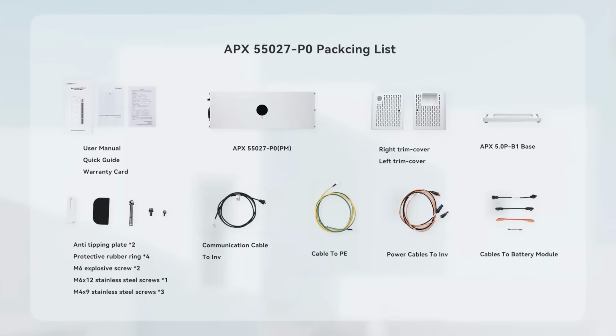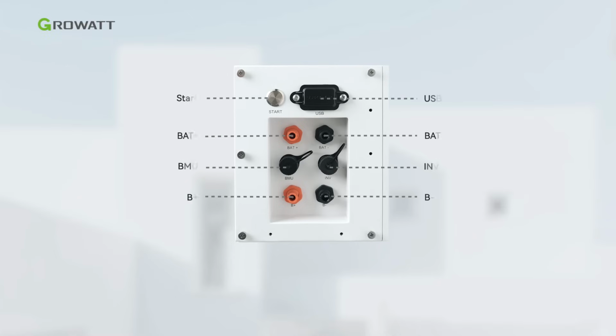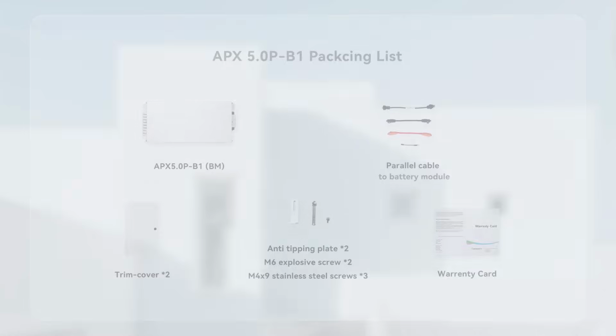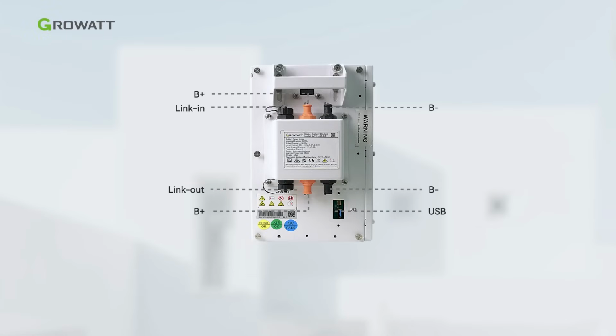We offer the power module and the battery module in two separate packages. Open the power module package first to get the P0 power module, battery base, cables, and other accessories. The interface of P0 power module. Next, open the battery module package to get the battery module, cables for battery connection and other accessories. The interface of battery module.